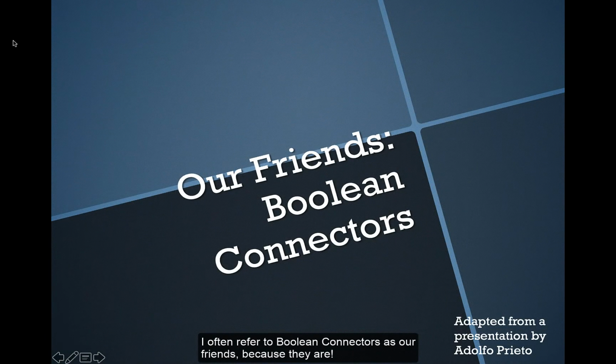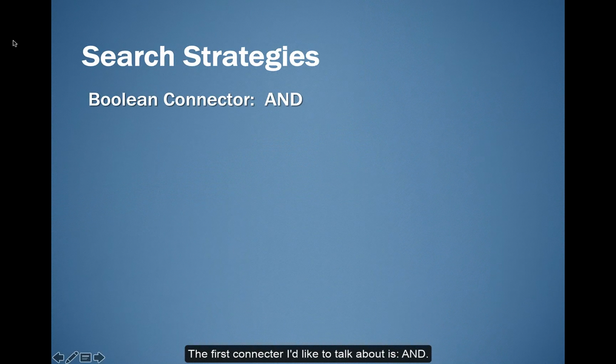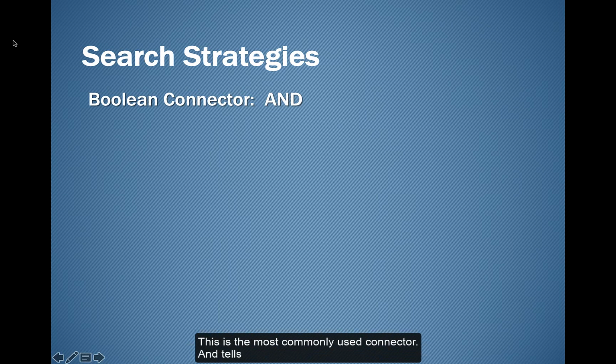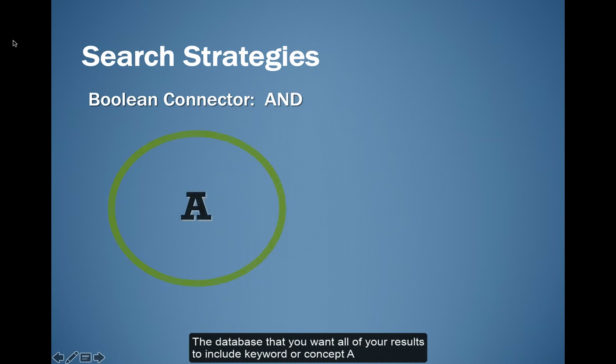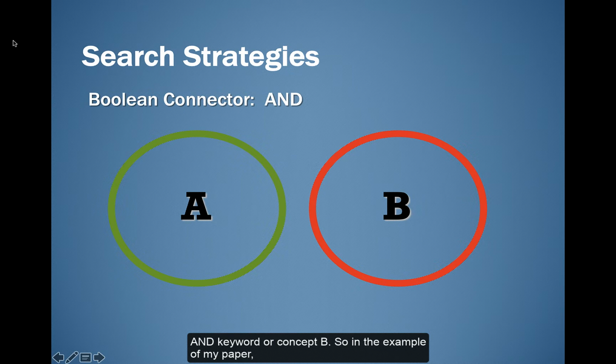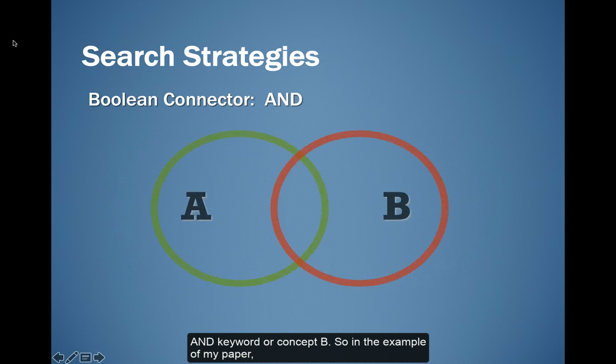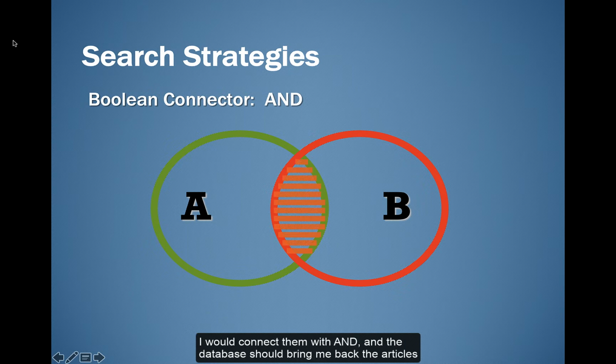I often refer to Boolean connectors as our friends because they are. They help us when we're doing searches in the databases. The first connector I'd like to talk about is AND. This is the most commonly used connector. AND tells the database that you want all of your results to include keyword or concept A and keyword or concept B. So in the example of my paper, the first keyword would be anxiety and the second would be teenagers. I would connect them with and, and the database should bring me back the articles that are about teenagers and anxiety.